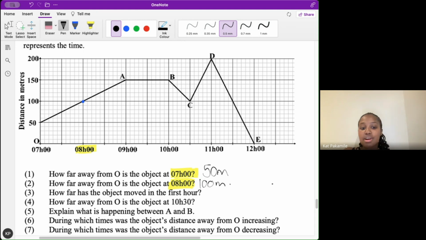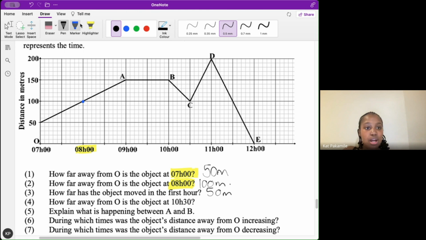Great. How far did the object move in the first hour? So from 7 to 8, how far did the object move? Yes, Bukhali, it is indeed 50 meters because it was already 50 meters away. Okay, so if it was 50 meters away and it moved to 100 meters away, it only moved 50 meters.